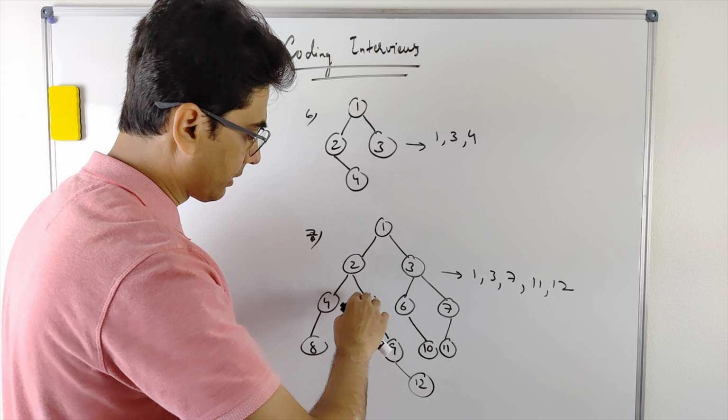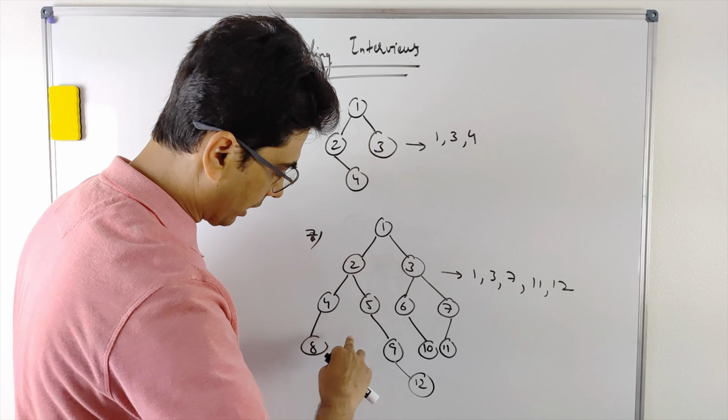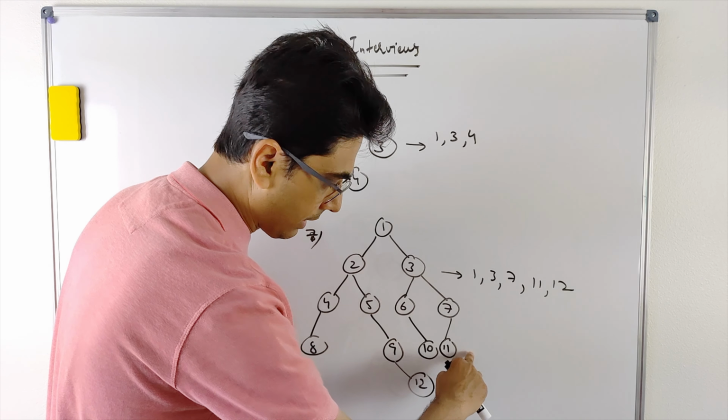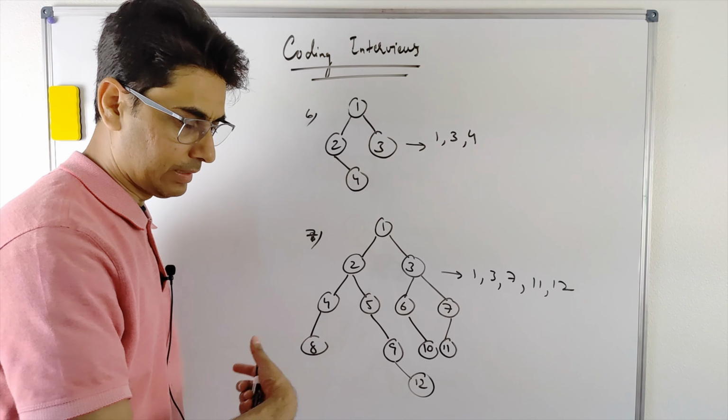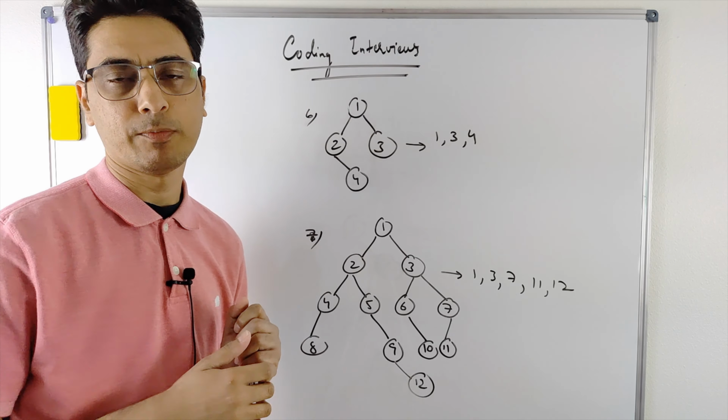Then you will traverse the third level, which is 4, 5, 6, 7. Then you traverse the fourth level, which is 8, 9, 10, 11. And then you traverse the next level. So now if you think about this problem, there are 2 different ways to solve this problem.